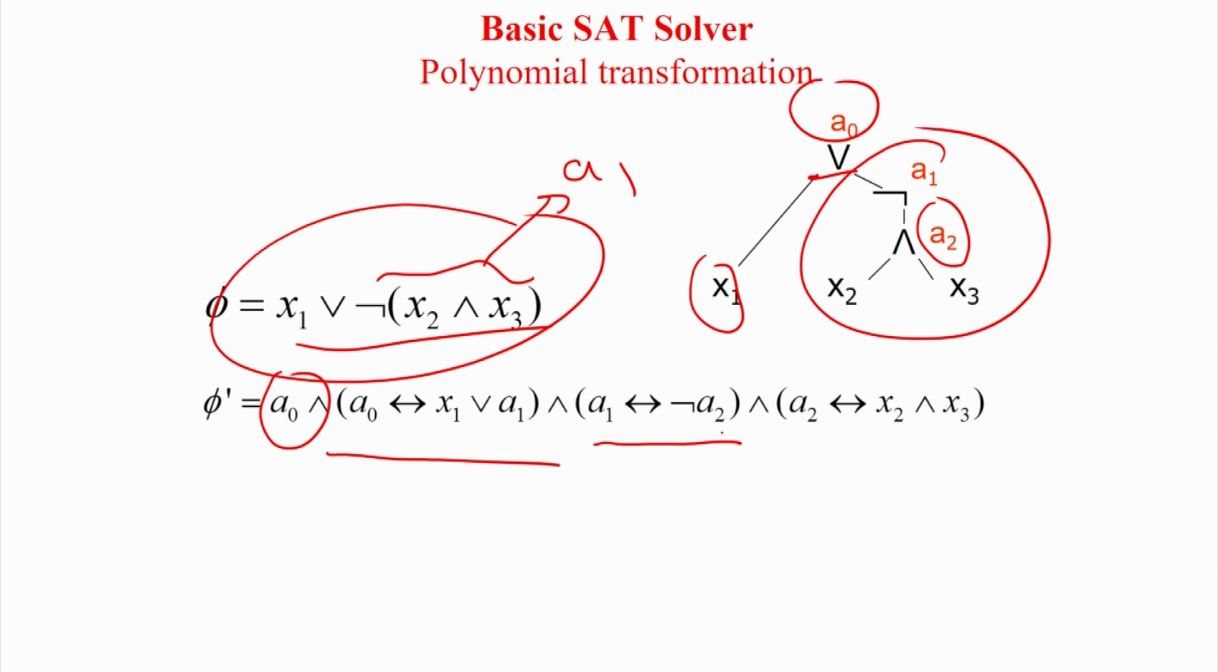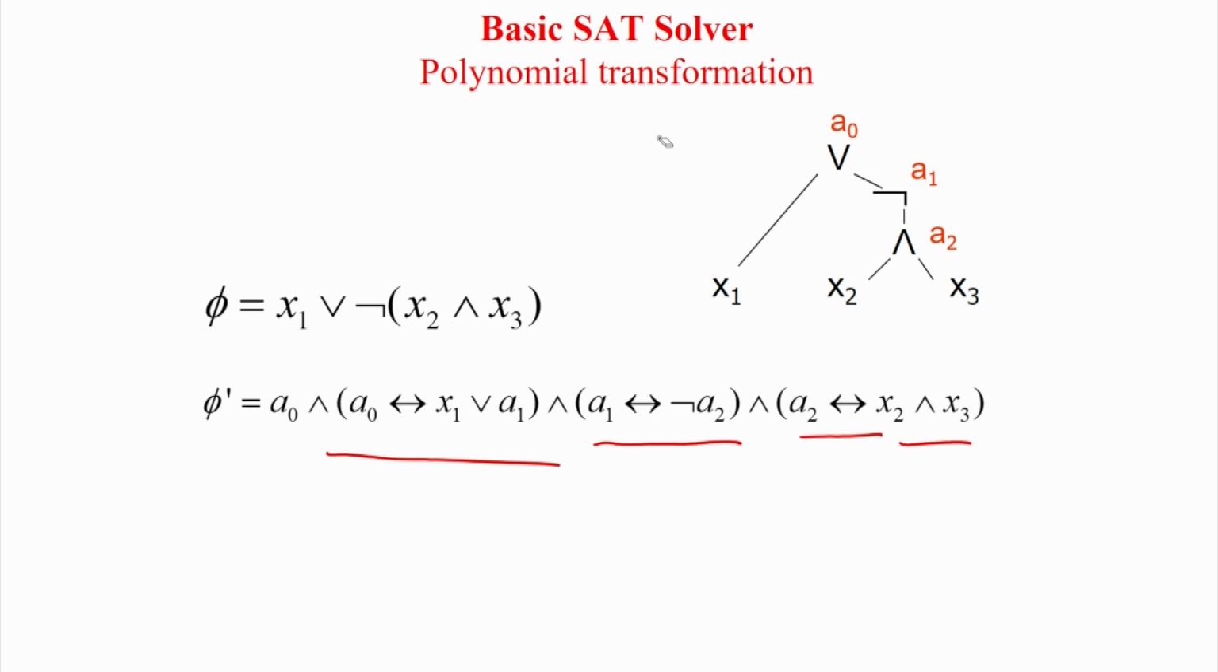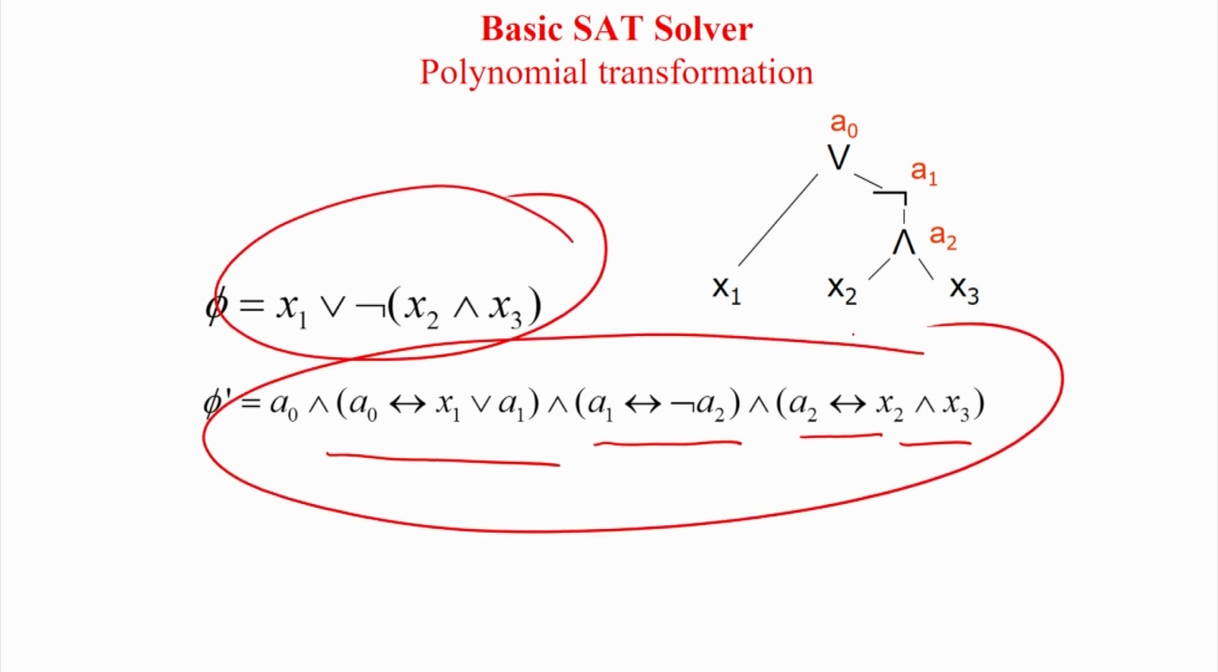So, if and only if not of A2. And then what is A2? A2 is equivalent to X2 and X3. So this is how I have written this Boolean formula in this type. Rather, we are showing how they can be written.